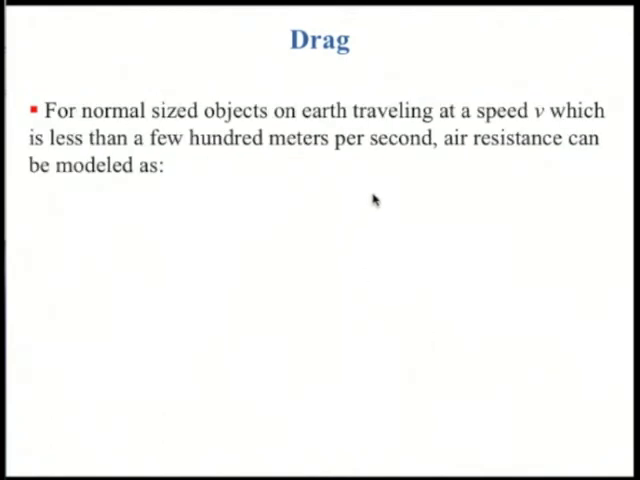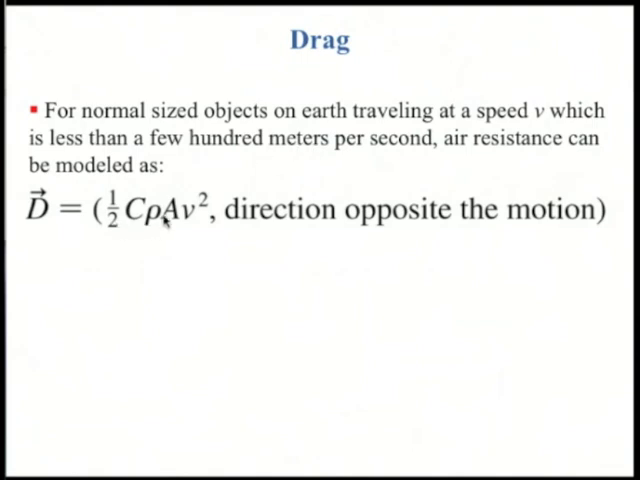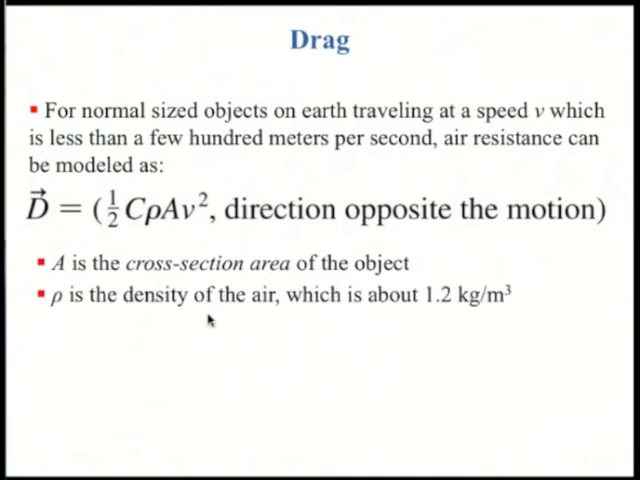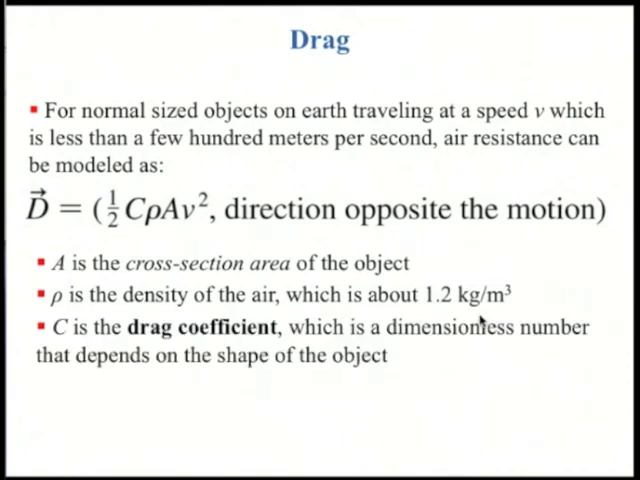For normal-sized objects on Earth traveling at a speed v less than a few hundred meters per second, air resistance can be modeled as 1/2 c times rho times A times v squared, opposite to the direction of motion, where A is the cross-section area of the object. That means the area as measured in a plane perpendicular to the object's velocity. Rho is the density of the air, about 1.2 kilograms per meter cubed. And c is a dimensionless number called the drag coefficient. It depends on the shape of the object, but it's often around 1.